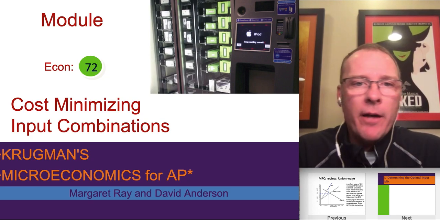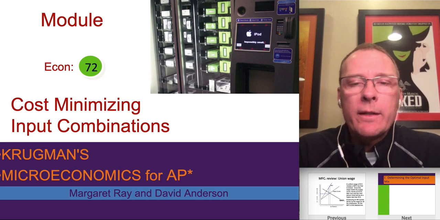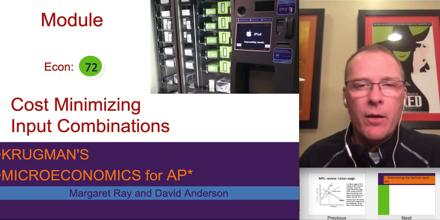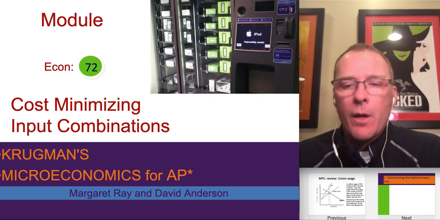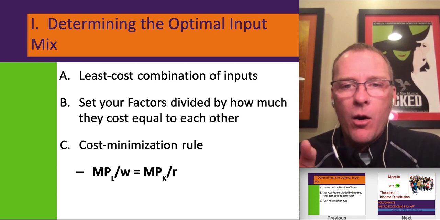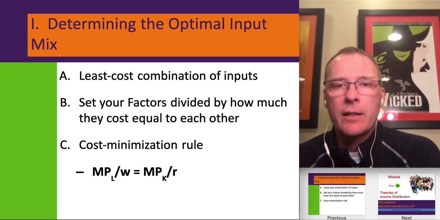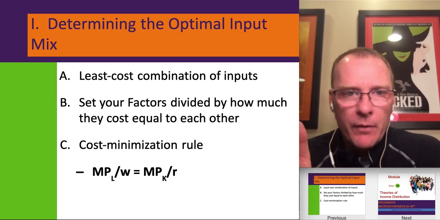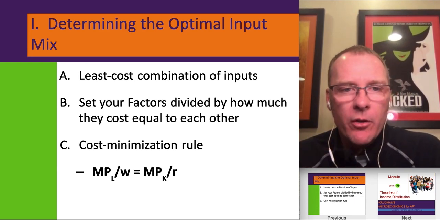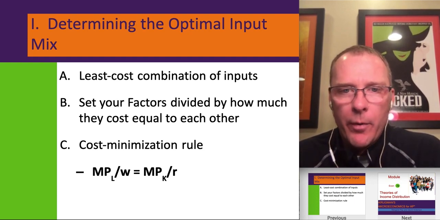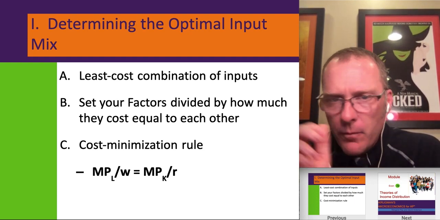Cost minimizing input combinations. We did a little bit of this in 71 where you're like, okay, how many of each thing do I buy, etc. All you do here, you're always trying to say, I want to spend the least on everything, so set them equal to each other. We already talked about this. If you set the factors' cost equal to each other, the cost minimization rule is marginal product of labor divided by wage equals marginal product of capital divided by rent.